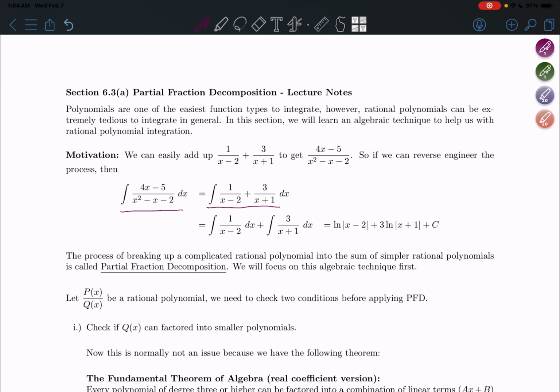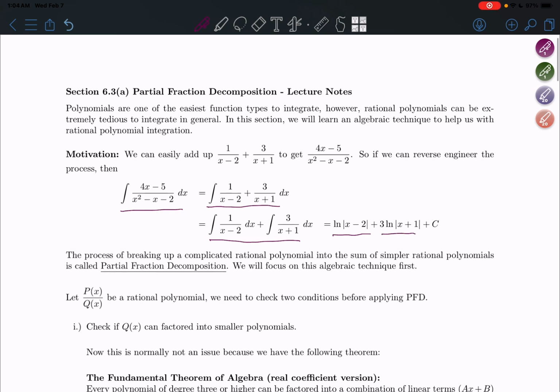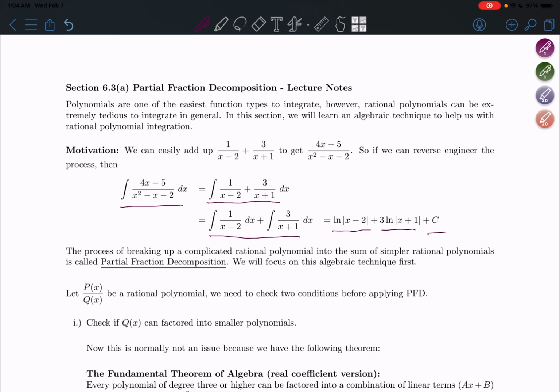But then the integral of a sum is the sum of the integrals, so you can break that up. And both of these are an easy u substitution away from being able to integrate, right? Both of these are just ln functions: ln of x minus 2, and 3 ln of x plus 1, and then of course plus c. So the integration becomes quite easy, but of course we need to be able to reverse engineer that.